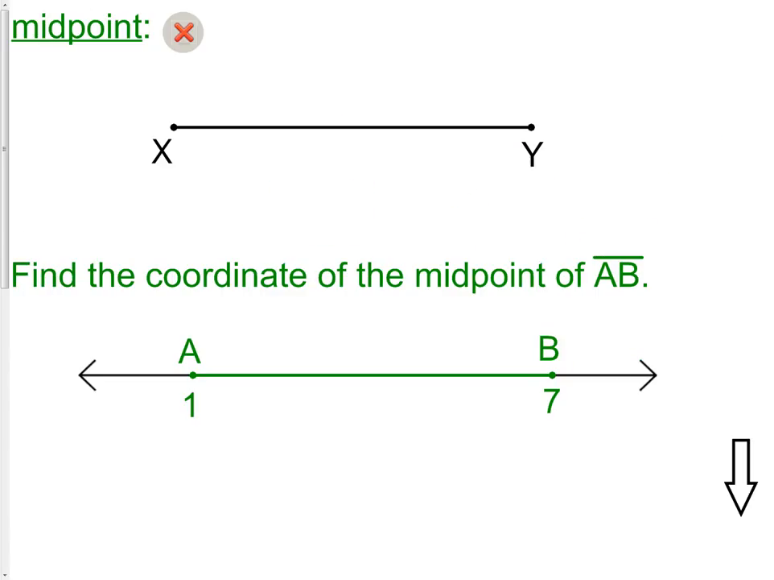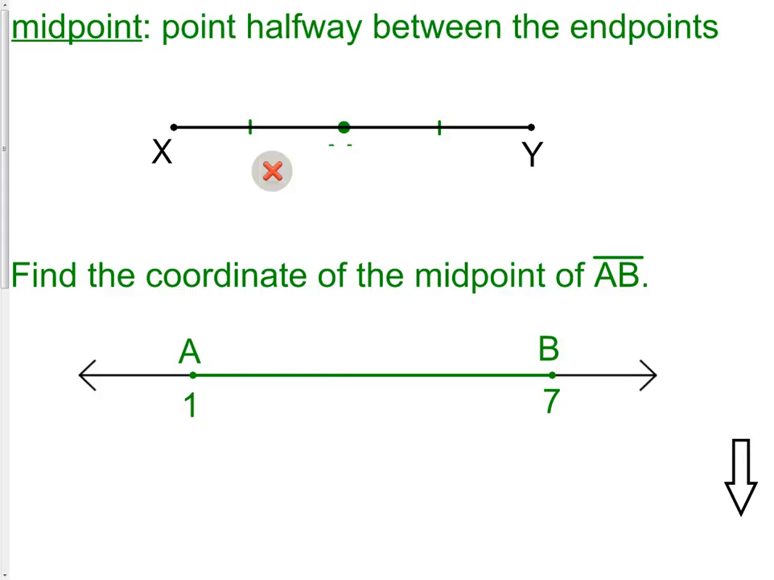Next is midpoint. Midpoint is pretty much exactly what it says. It is the middle point. By definition, it is a point which is halfway from the endpoints. We can tell that on our picture because of the tick marks. There's a single tick mark between X and M, and another single tick mark between M and Y. Since they both have one tick mark, that means they are equal in length.